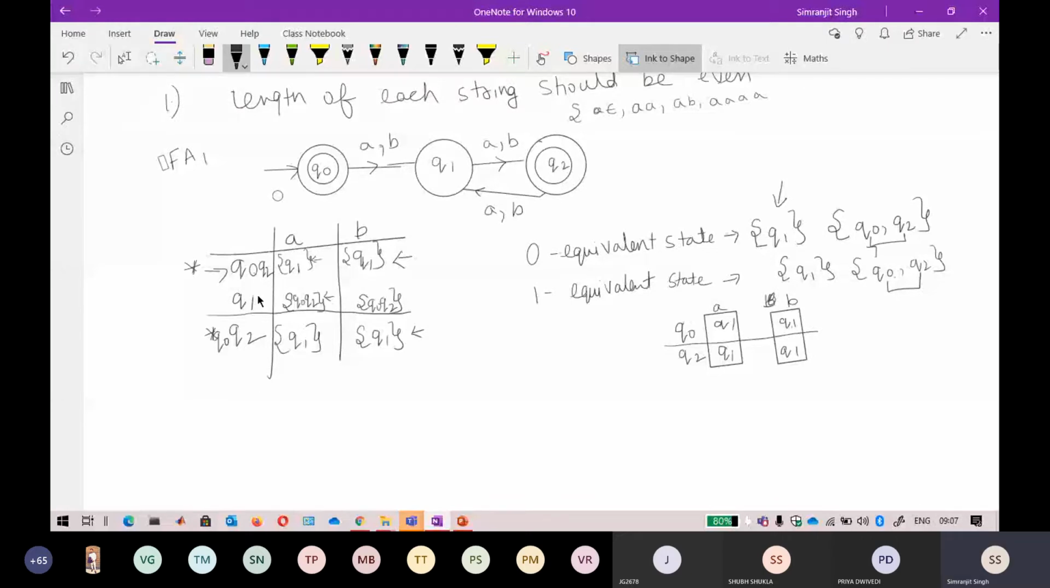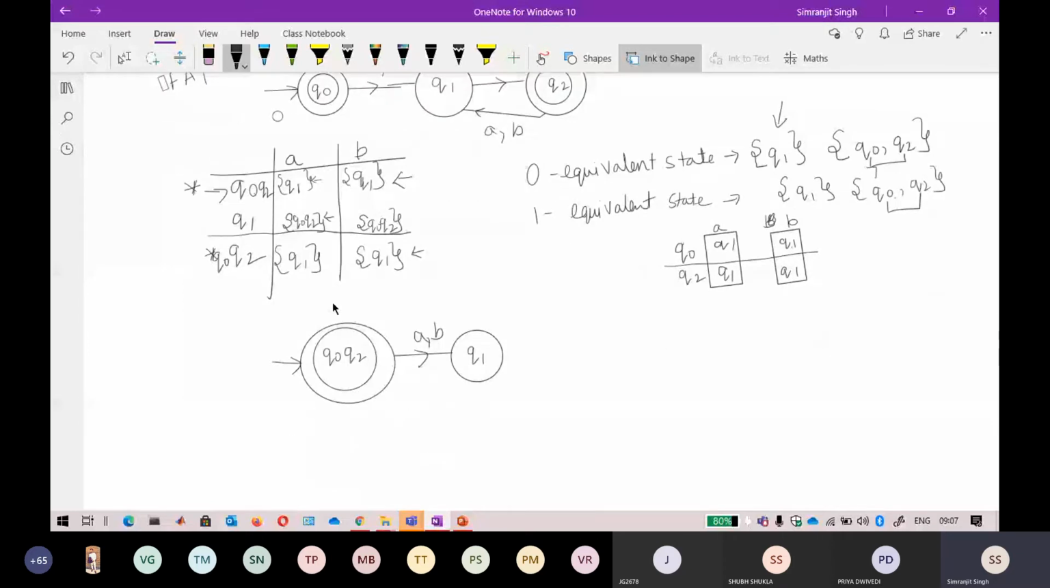So if I just draw the table here, what you will get is that the q0 and q2 nodes will be combined, and this is your initial and final state. Where it's going, it is going towards q1 on B. On q1 it is going back towards q0 q2 on A and B.